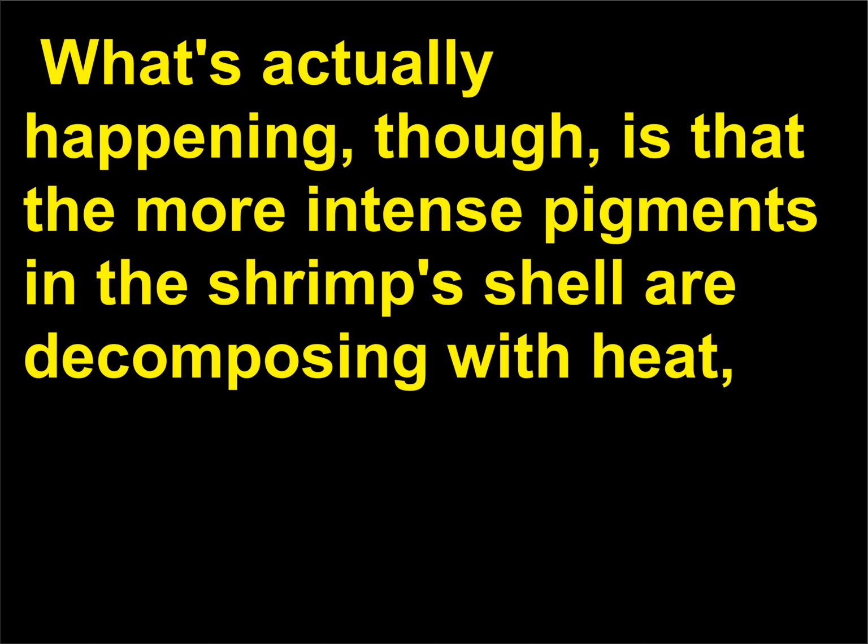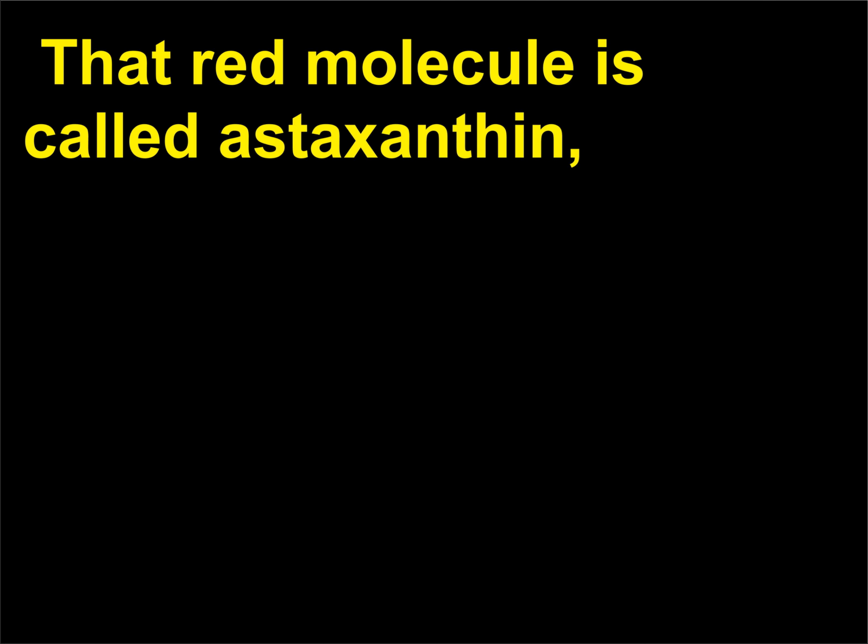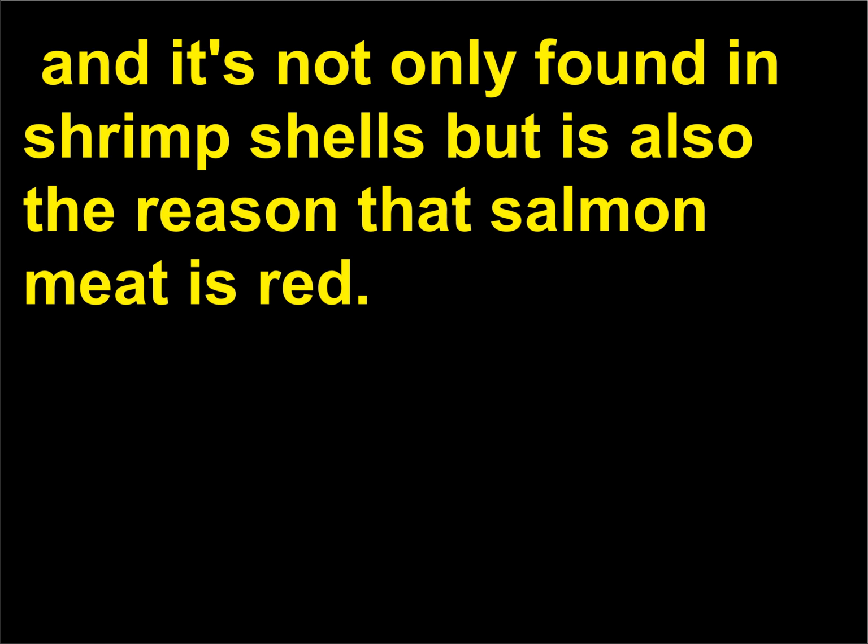What's actually happening, though, is that the more intense pigments in the shrimp's shell are decomposing with heat, while the compound responsible for the red color is more stable. That red molecule is called astaxanthin. And it's not only found in shrimp shells but is also the reason that salmon meat is red.